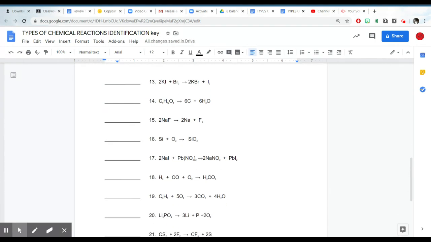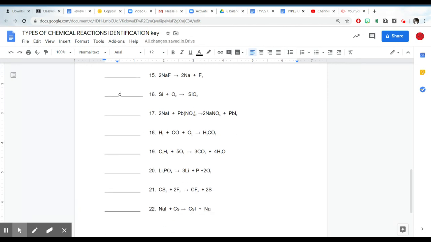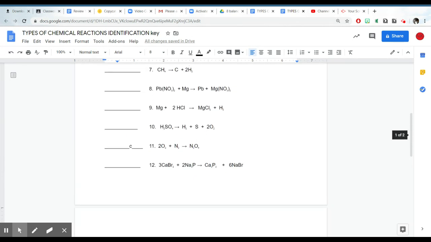And let's see here. Number 16 has oxygen gas as a reactant. Number 18 has oxygen gas as a reactant. Number 19, oxygen gas is a reactant. Those are my combustion reactions. Notice right here, this is a combustion reaction, but I also have two things coming together to make one product, so that could also be synthesis.